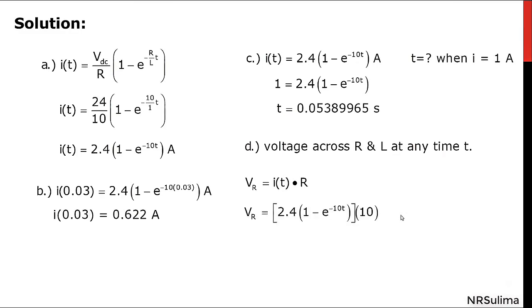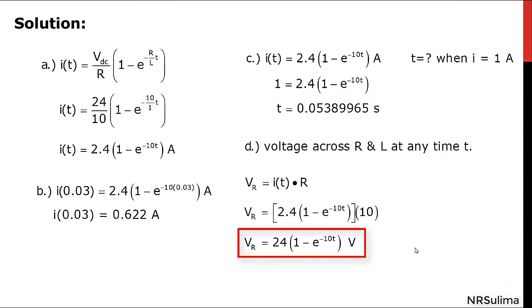To calculate the voltage across R and L at any time t, the voltage across the resistor is given by the formula current times the resistance, with the current equal to 2.4 quantity 1 minus exponential negative 10t. Given that the resistance is equal to 10, the voltage across the resistor at any time t is equal to 24 quantity 1 minus exponential negative 10t volts.